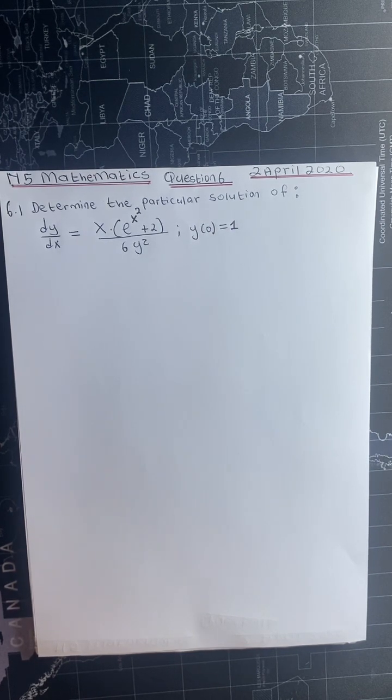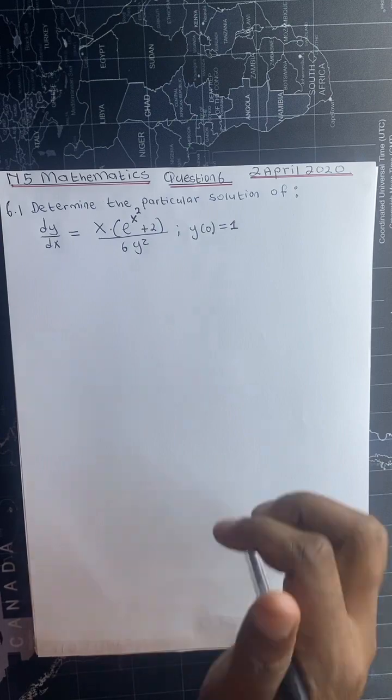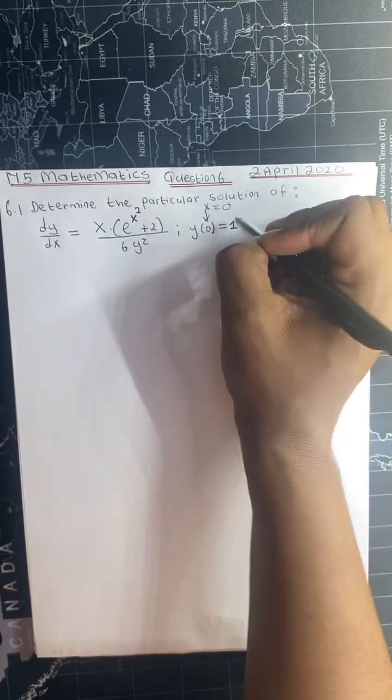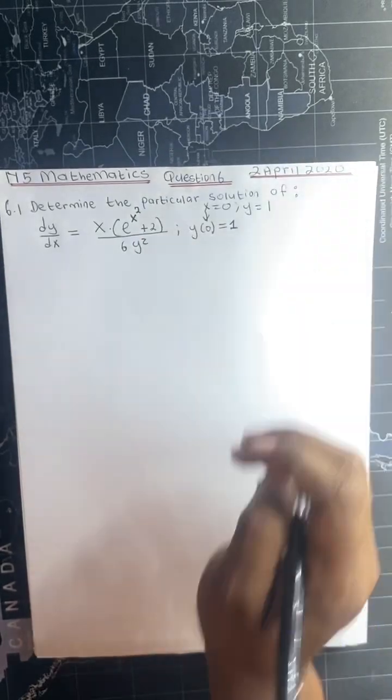Question 6.1 states that you must determine the particular solution of dy over dx is equal to x multiplied by e to the power x squared plus 2, all divided by 6y squared, when x is equal to 0 and y is equal to 1.